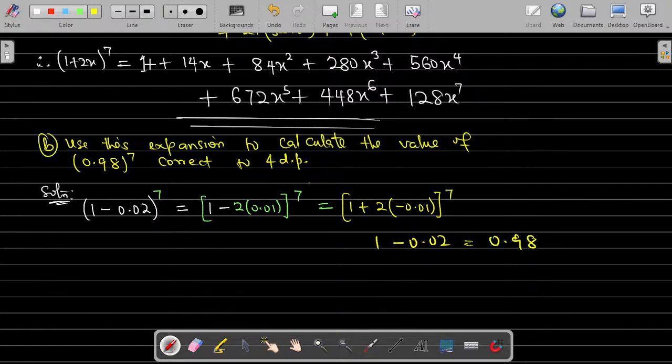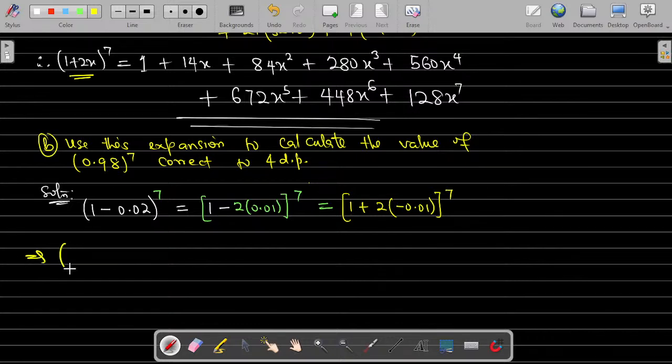Okay, but why did I have to write it to be in this form? It is so that it will look like what we have up here. You have 1, then you have plus, then 2 times something, and that thing should be our x, so that we can easily substitute into the expansion we have here. So follow what we are going to do now.